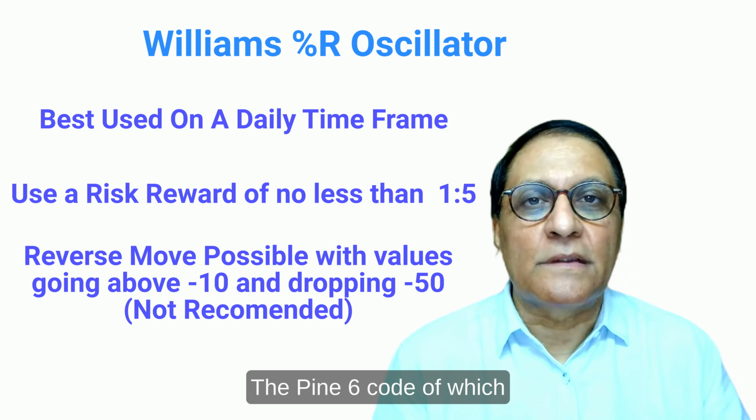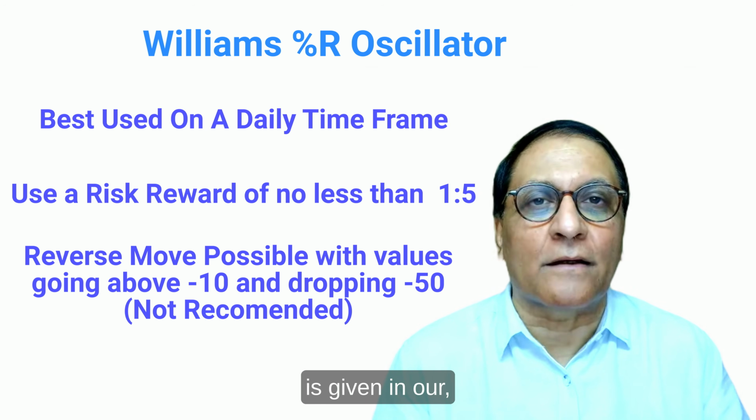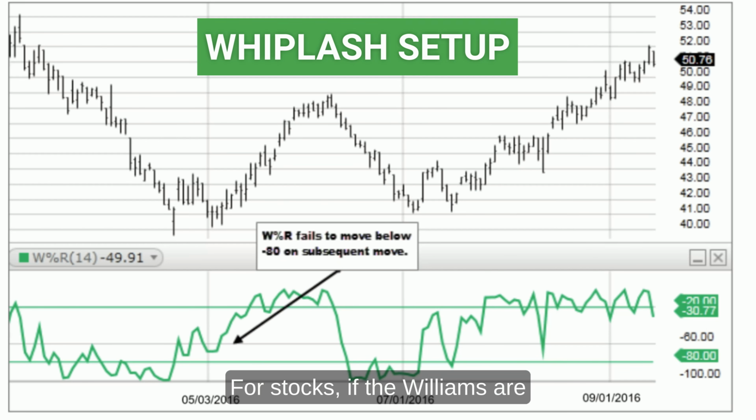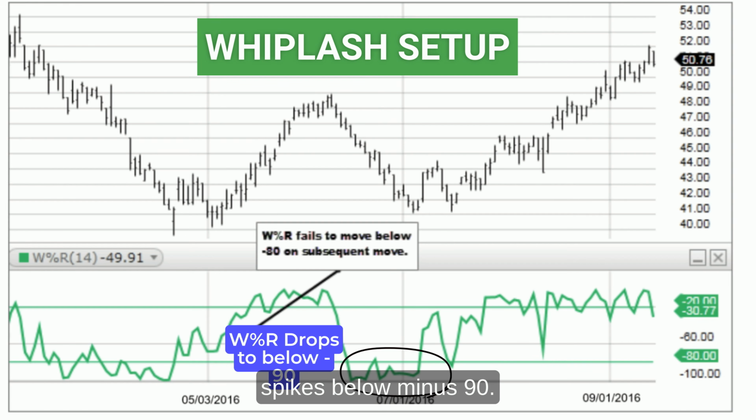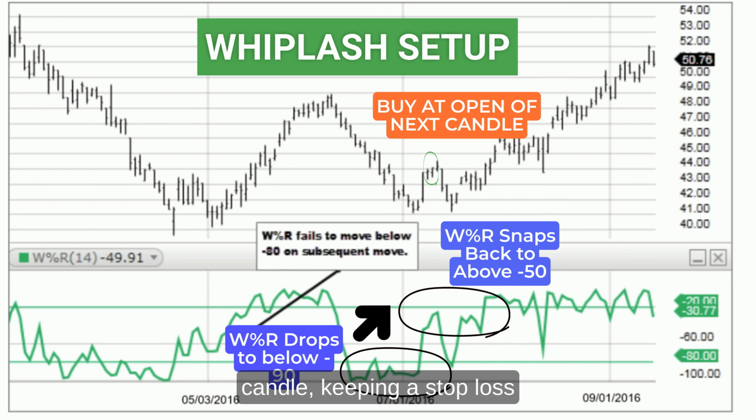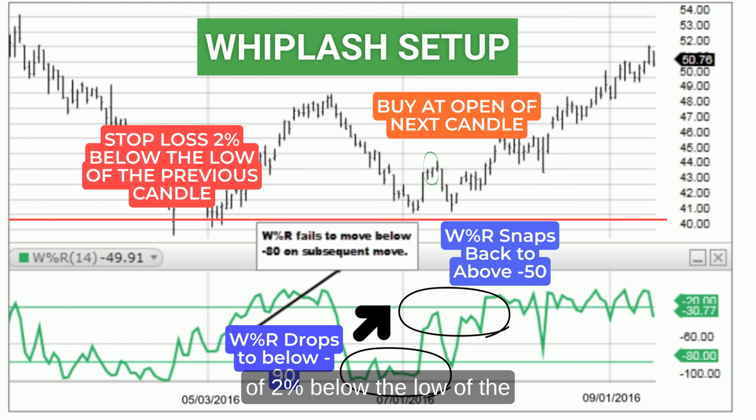The trading system, the Pine 6 code of which is given in our description, is as follows. For buy moves only, for stocks: if the Williams R spikes below minus 90 and then within 5 candles breaks out above minus 50, buy on the open of the next candle, keeping a stop loss of 2% below the low of the previous candle with a target of at least a 10% move from the entry. You may keep a trailing stop loss based on ATR as per your comfort level in order to get profit protection in case we do not meet the full target.